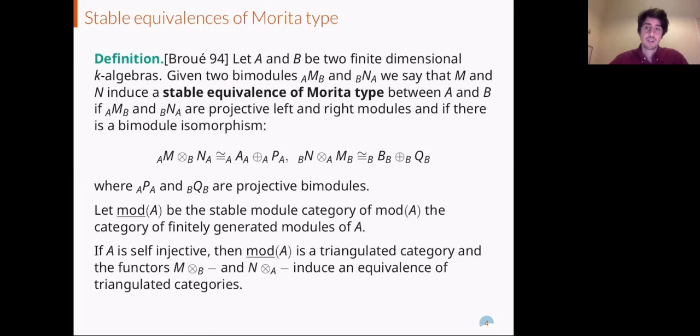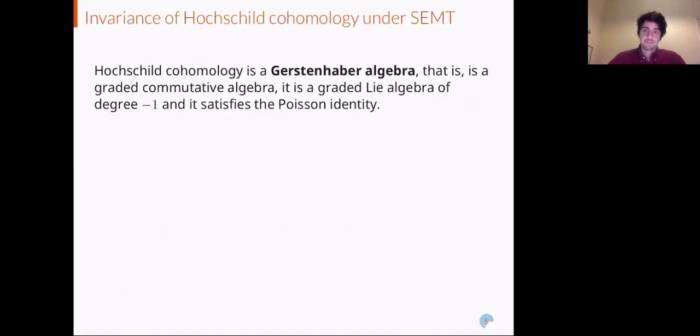And in particular, if we are dealing with self-injective algebras, then the stable module category is a triangulated category, and the functors that are given by tensoring with these two bimodules induce an equivalence of triangulated categories. And well, it turns out there is even much more structure on Hochschild cohomology. So Hochschild cohomology is a Gerstenhaber algebra.